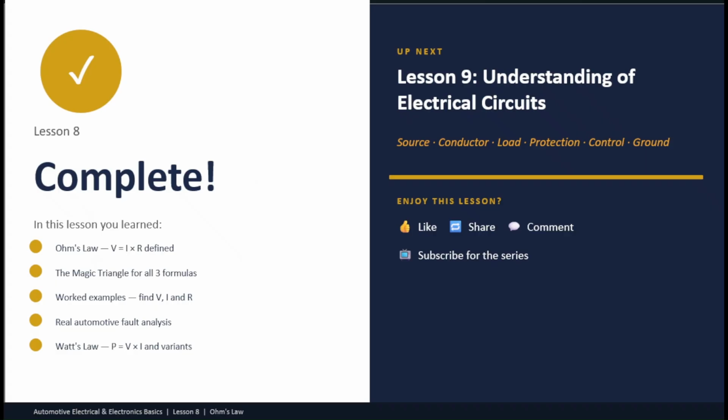In this lesson, we have learned about Ohm's law, the magical triangle, some worked out examples, and Watt's law. Next lesson we will be learning about the building blocks of an electrical circuit. What is an electrical circuit? What is a source? What is a conductor? What is a load? What are protection and controlling devices, and ground.